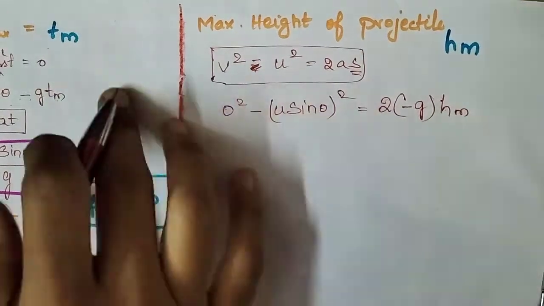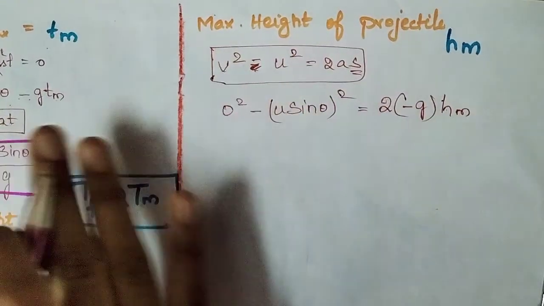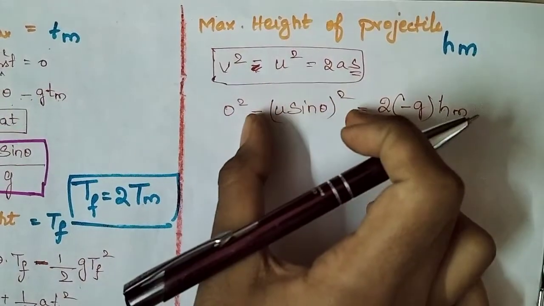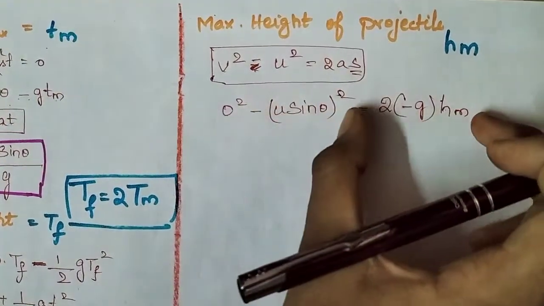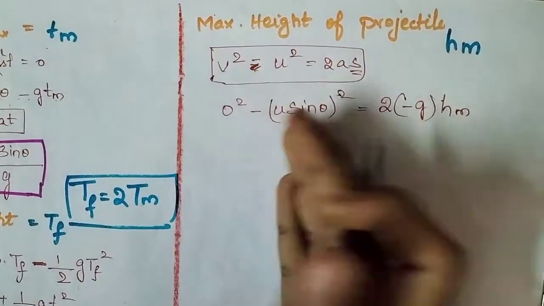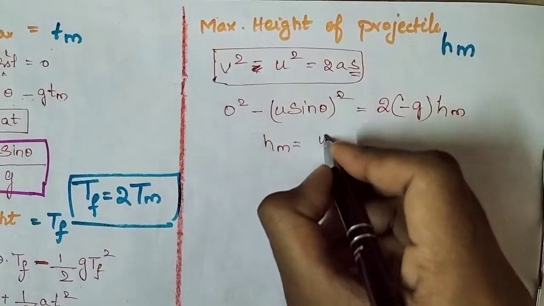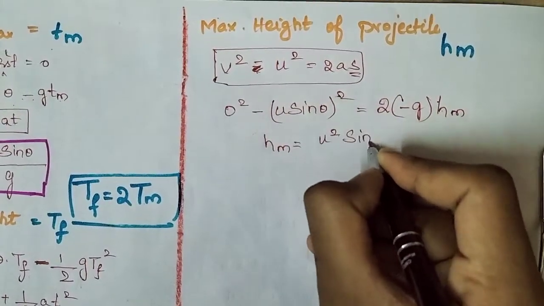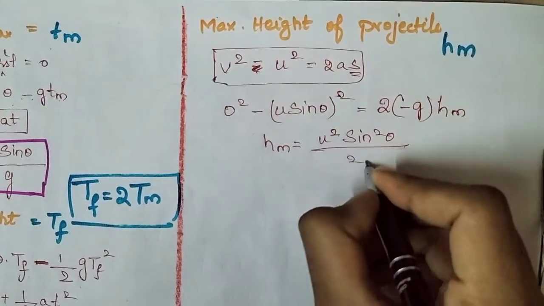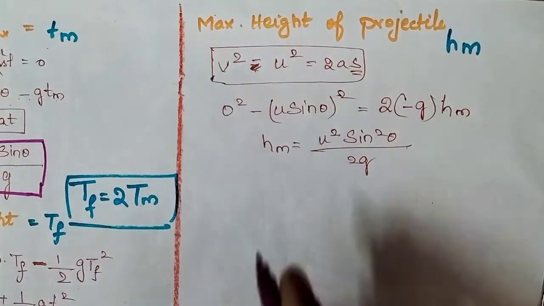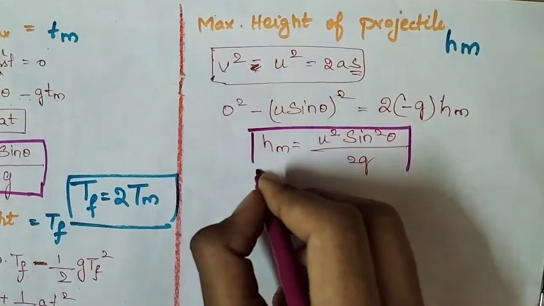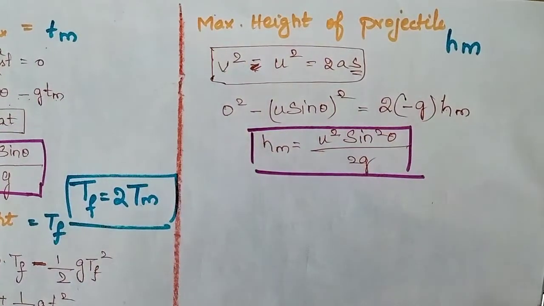If we alter this equation, remove 0 and take this u square sin square theta to that side and 2g hm to this side, and if you alter it, you get hm to be u square sin square theta by 2g. Clear? By this we find the maximum height of the projectile.